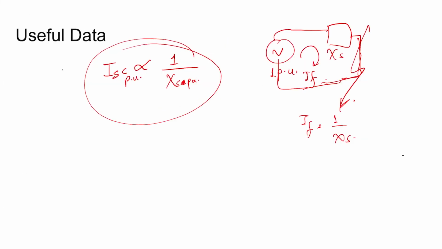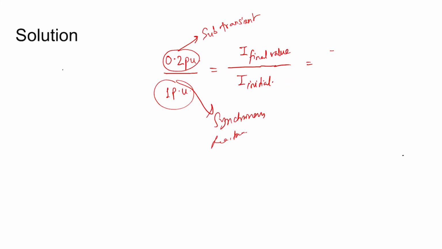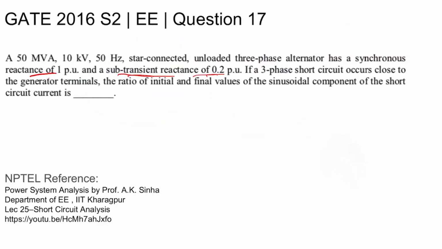The ratio of initial to final is being asked, so I initial divided by I final equals 1 by 0.2, which equals 5. So the answer is 5. The ratio is 5.